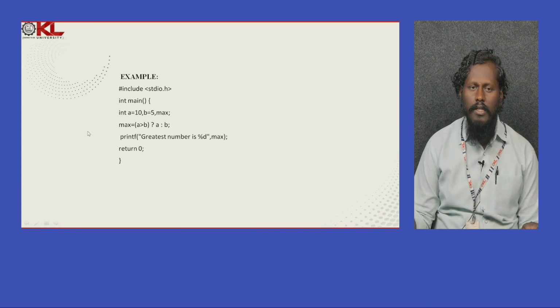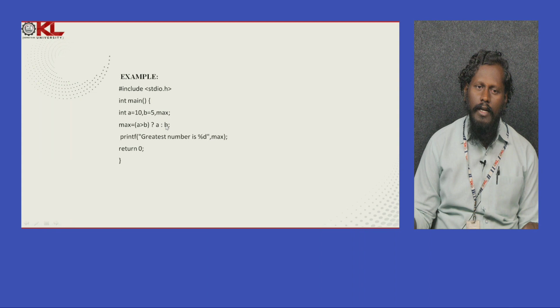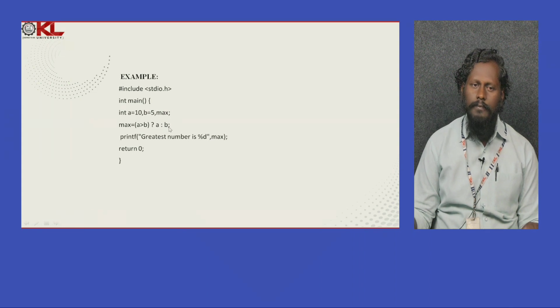So we have to use three different operands. Here, instead of writing a and b, we can directly write our printf statement. After the question mark, we can print "the max value is a", or after the colon we can write "the max value is b". So this conditional operator, or ternary operator, is another form of simple if else.